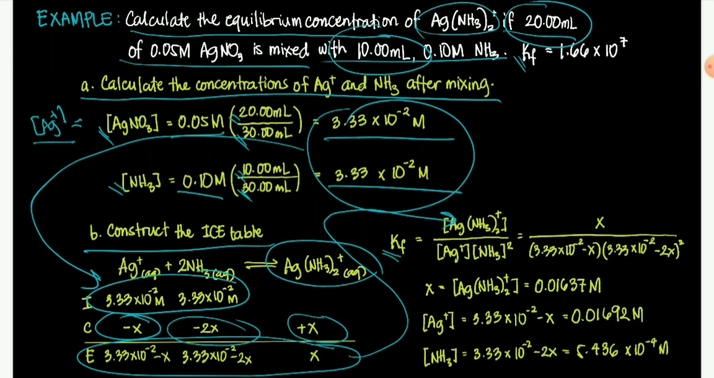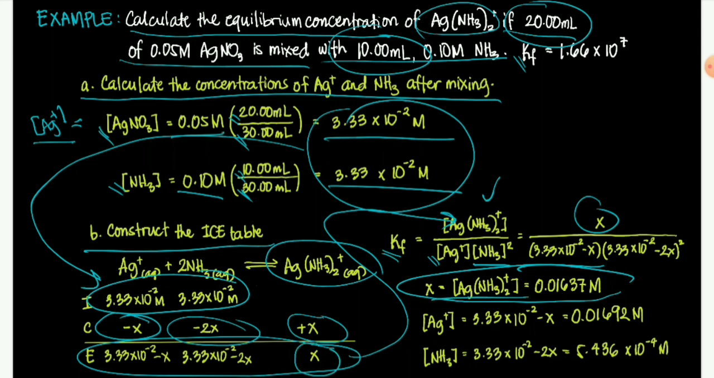So the Kf expression is concentration of the diamine silver plus, which is x, over the concentration of our silver plus, which is this one, 3.33 times 10 to the negative 2 minus x, okay, times the square of the concentration of ammonia, which is 3.33 times 10 to the negative 2 minus 2x squared. So upon solving x, okay, we will get 0.01637 molar. That's also the concentration of our diamine silver plus based on the ICE table.